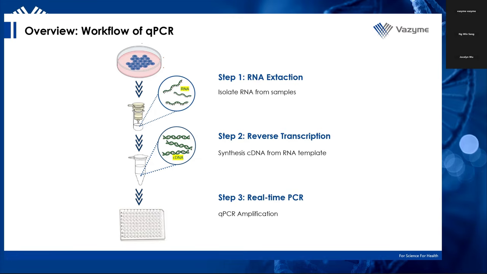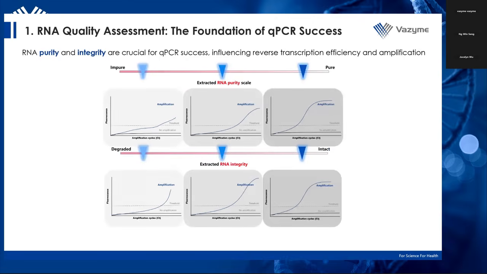Another thing is that when we are doing real-time PCR, we are still doing PCRs, right? So we are doing polymerization, polymerase, right? DNA polymerase only works with double-stranded DNA. It doesn't work with RNA, which is why we need to do the reverse transcription step. And then finally we have the real-time PCR, which is the qPCR amplification.